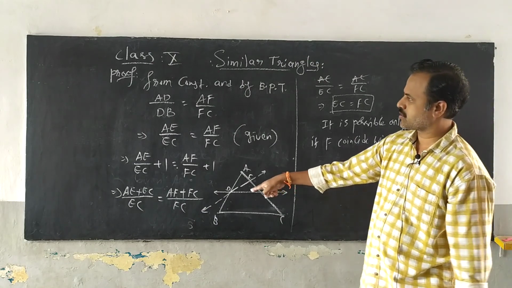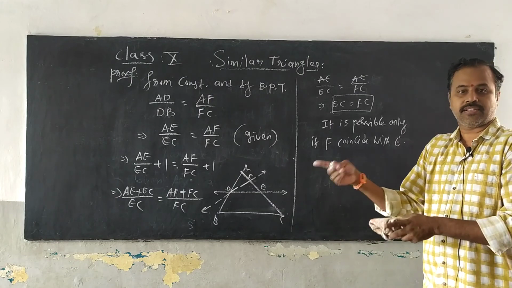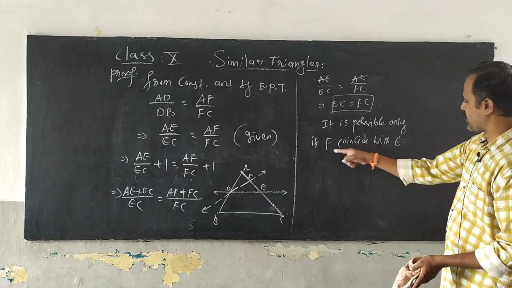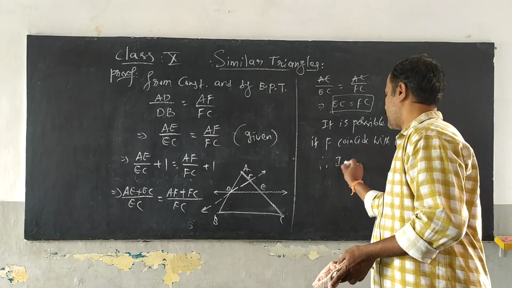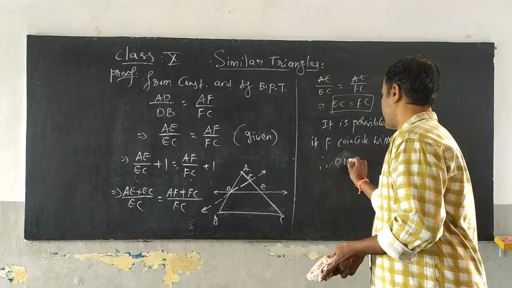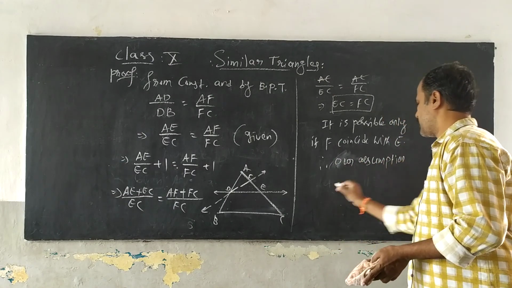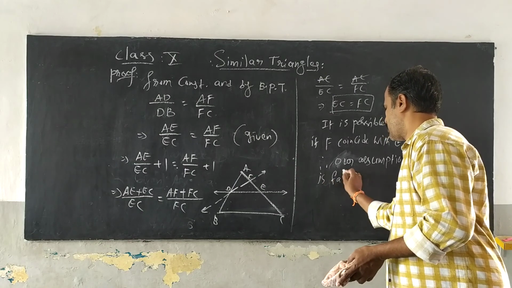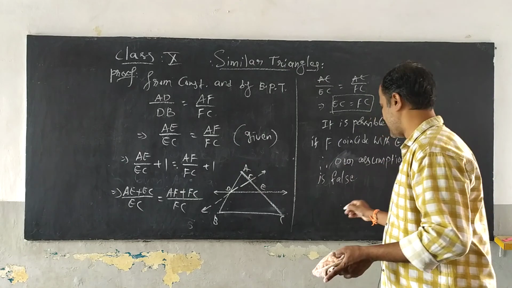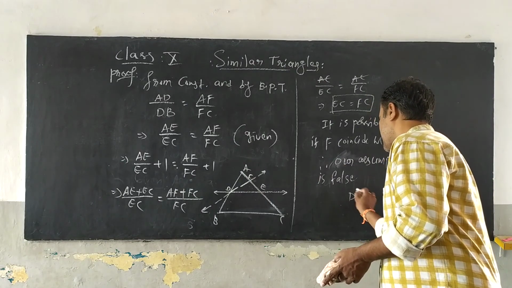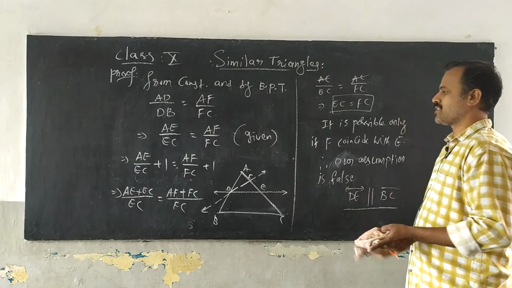Therefore, our assumption is false. What we thought in the construction, we were thinking that DE is not parallel, but now we see that F and E coincide. So that means, therefore, our assumption is false. Whatever we thought in the assumption, that is false. That means DE line is parallel to BC line segment.